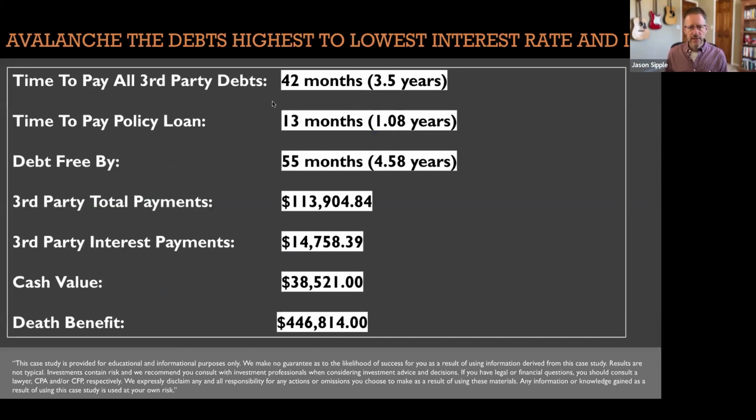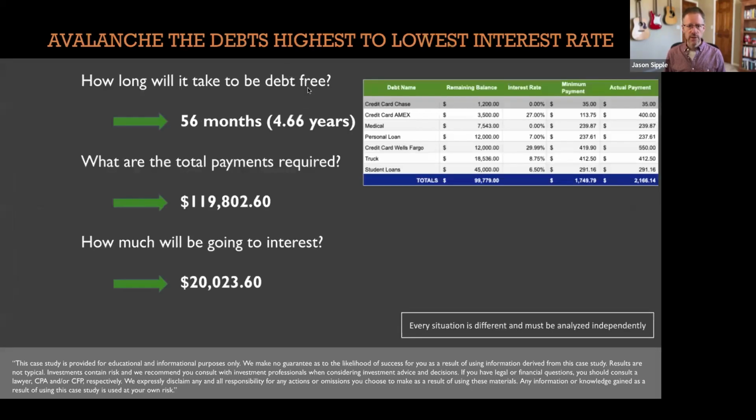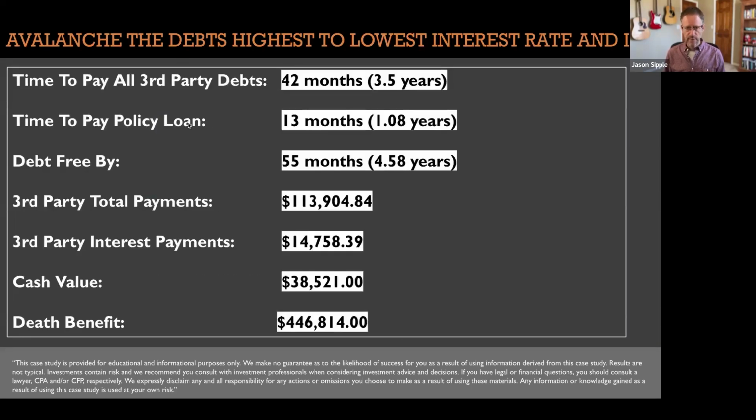Using the infinite banking concept process, we're running that $833 into our own system and taking the maximum loans and throwing them at those debts. We've now paid off all third-party debts in 42 months as opposed to 56 months. So we've accelerated paying those third-party creditors off. We've done that in 3.5 years.